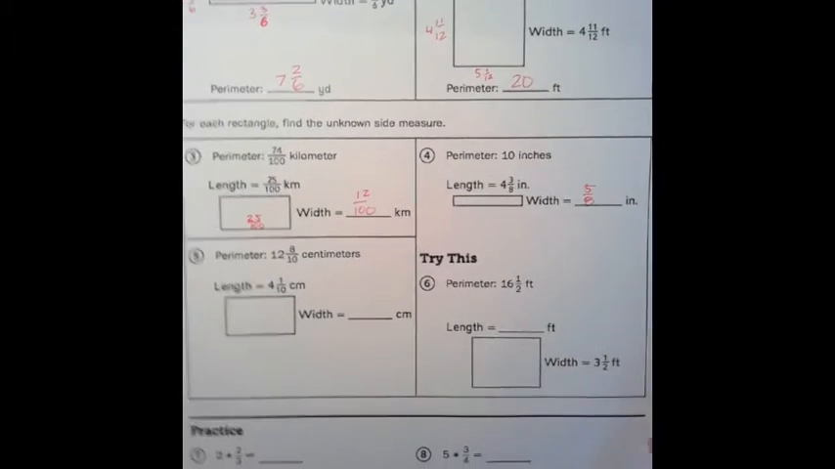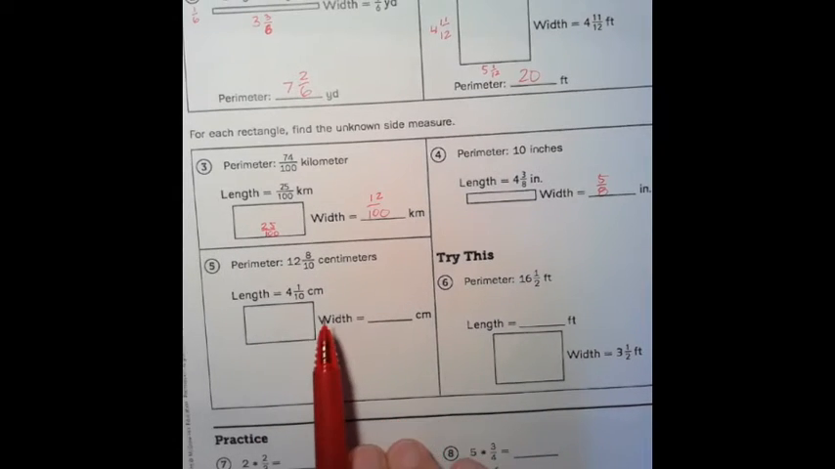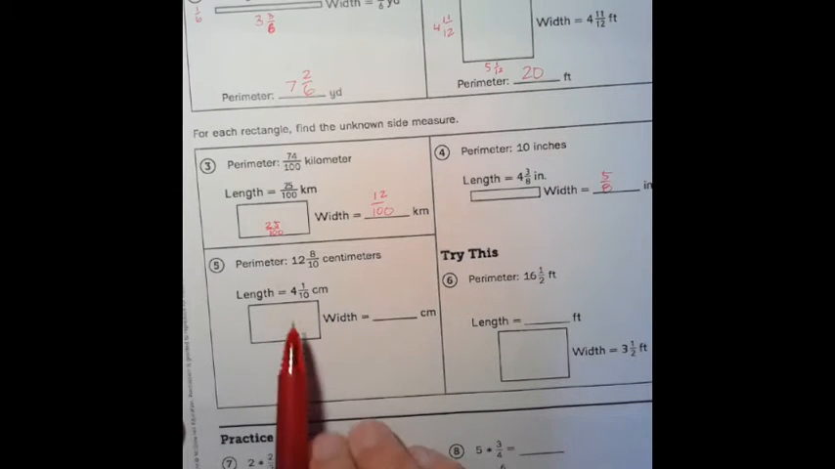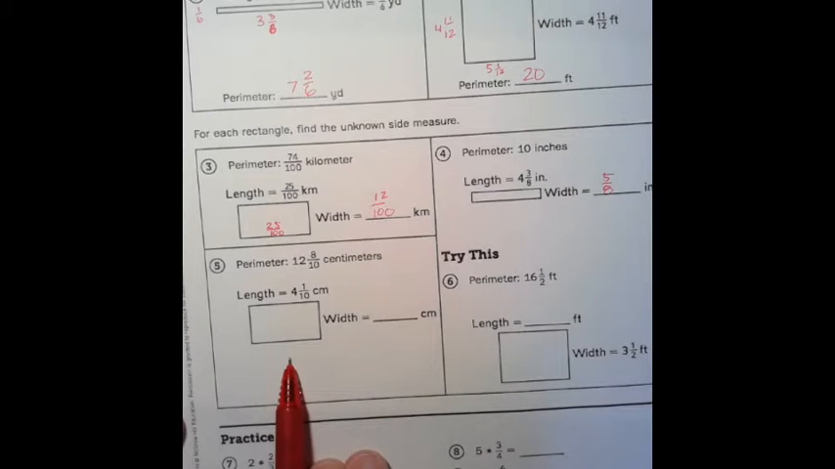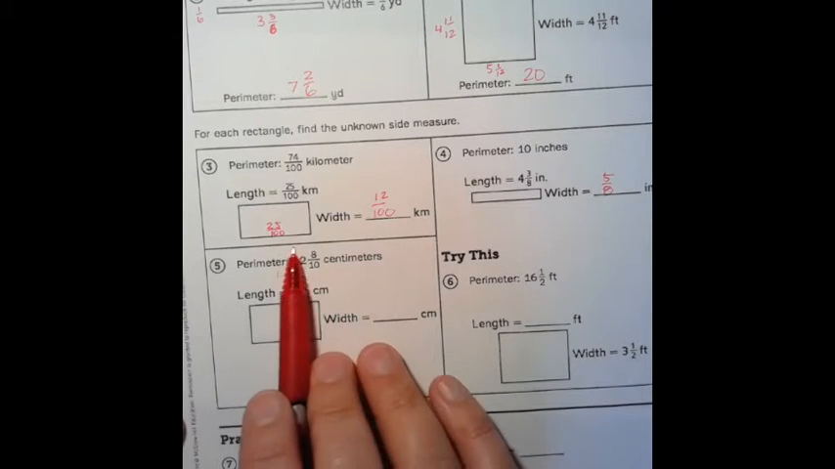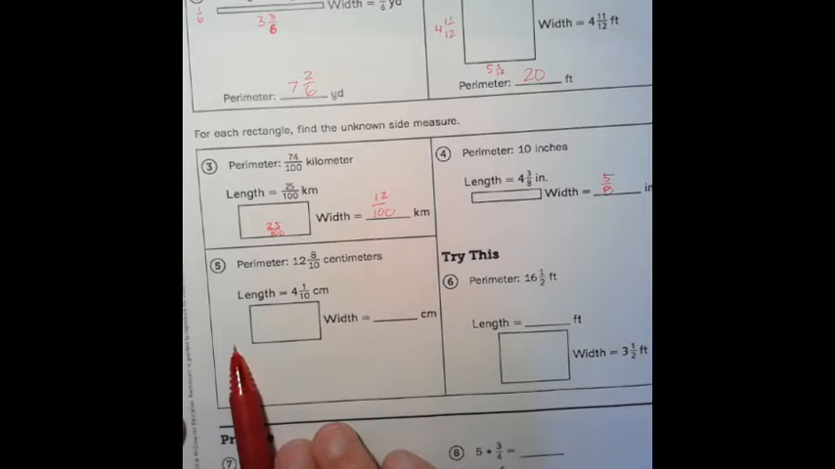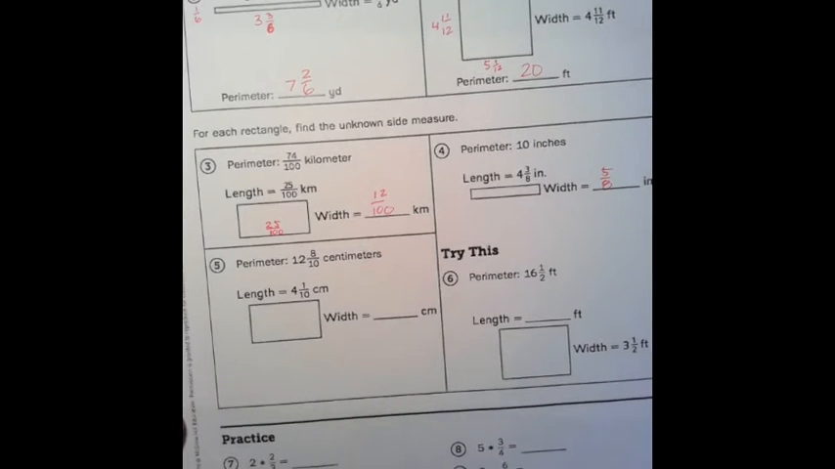5/8. Okay, go ahead and try to figure out number 5 on your own. It's the same idea, where you're going to have to take 4 1/10, add it to another 4 1/10, subtract it from your perimeter, and then divide it in half. Give that a try, along with this one here too.